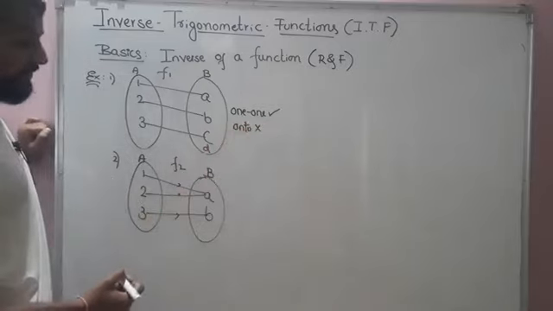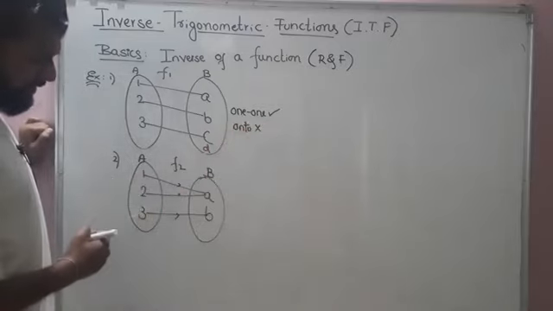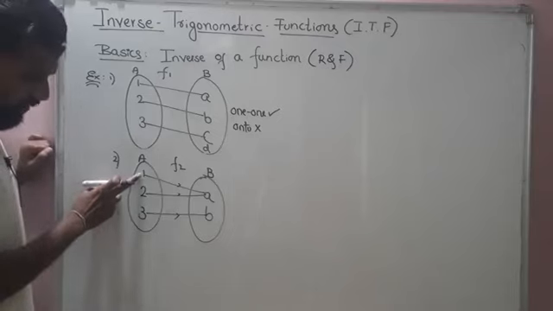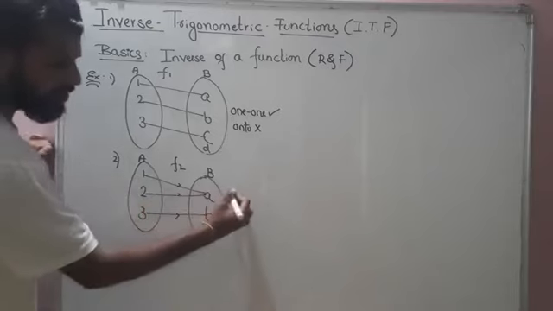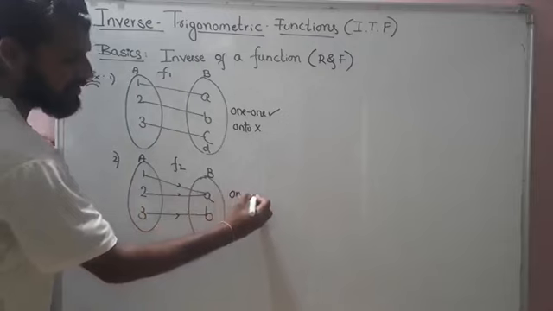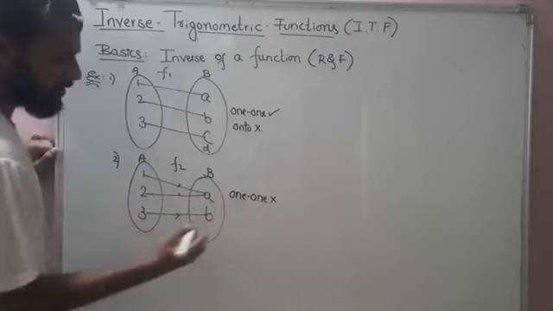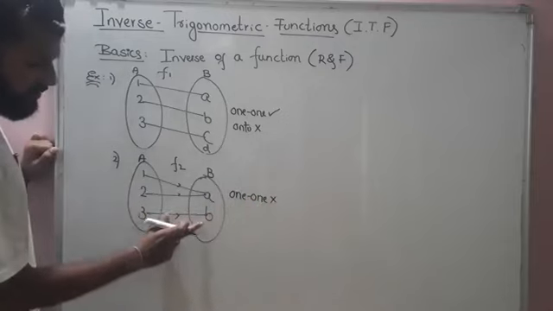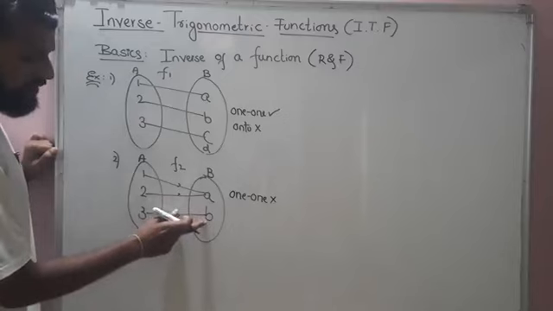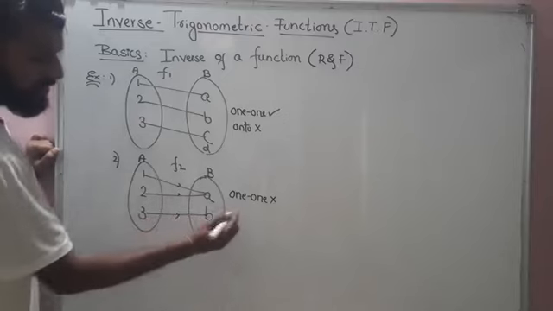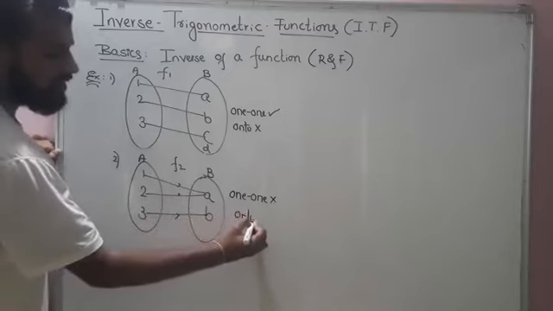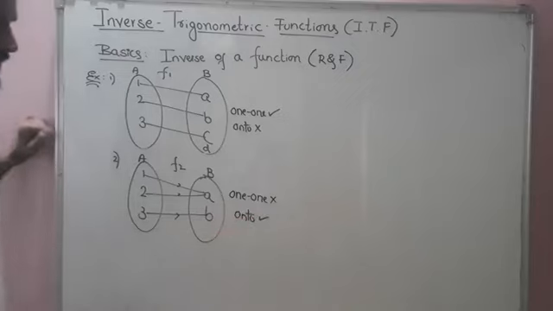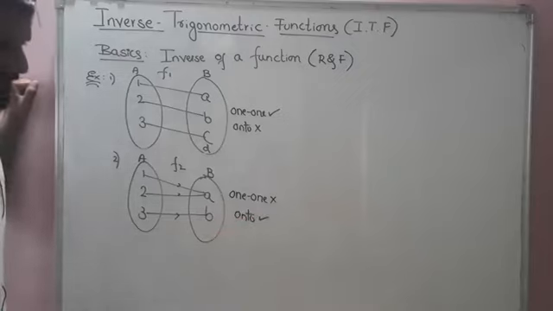Okay? Now let's consider this function. You can easily see that 1 and 2 are connected to the same element, so this is not 1-1. 3 is connected to B. All are connected in the codomain, nothing is left free. So this is onto. Well, I hope you're understanding.